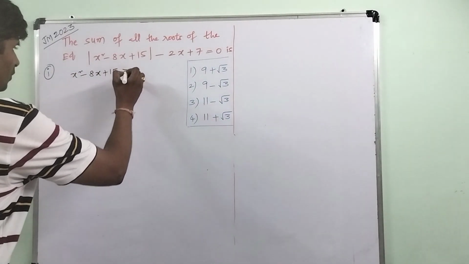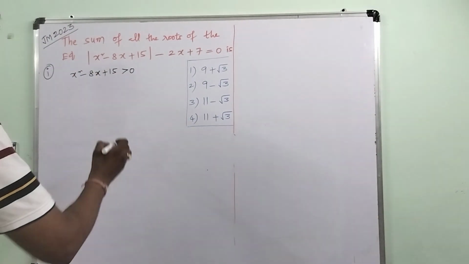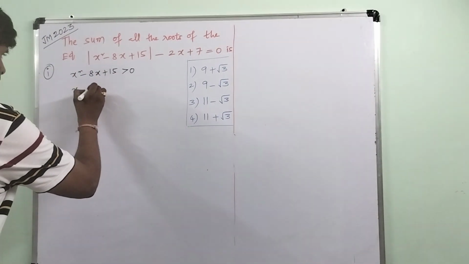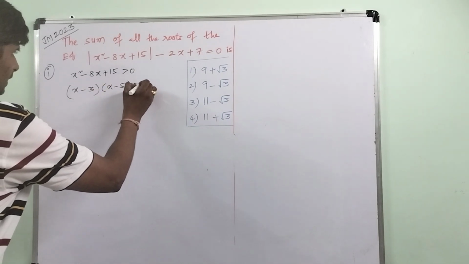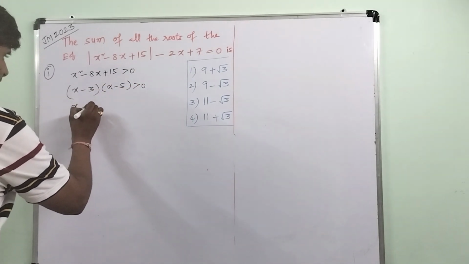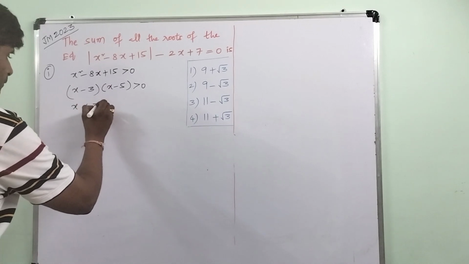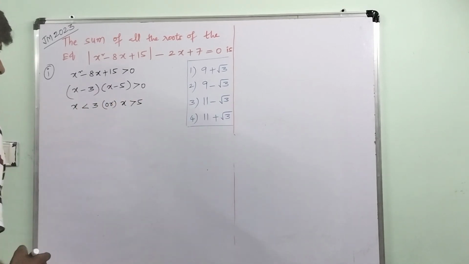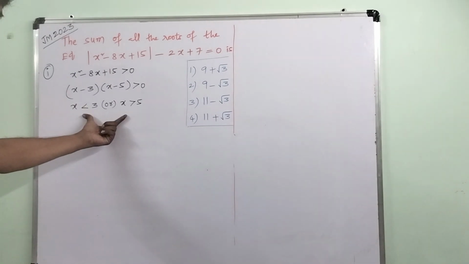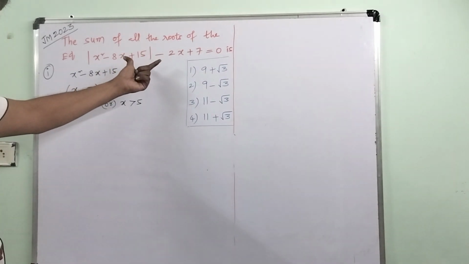If I take this quadratic expression as positive, now as we know, factors of this is x minus 3 into x minus 5 greater than 0. That means x less than lesser value or x greater than greater value from this. So in this range, what is the solution for this, we'll see.